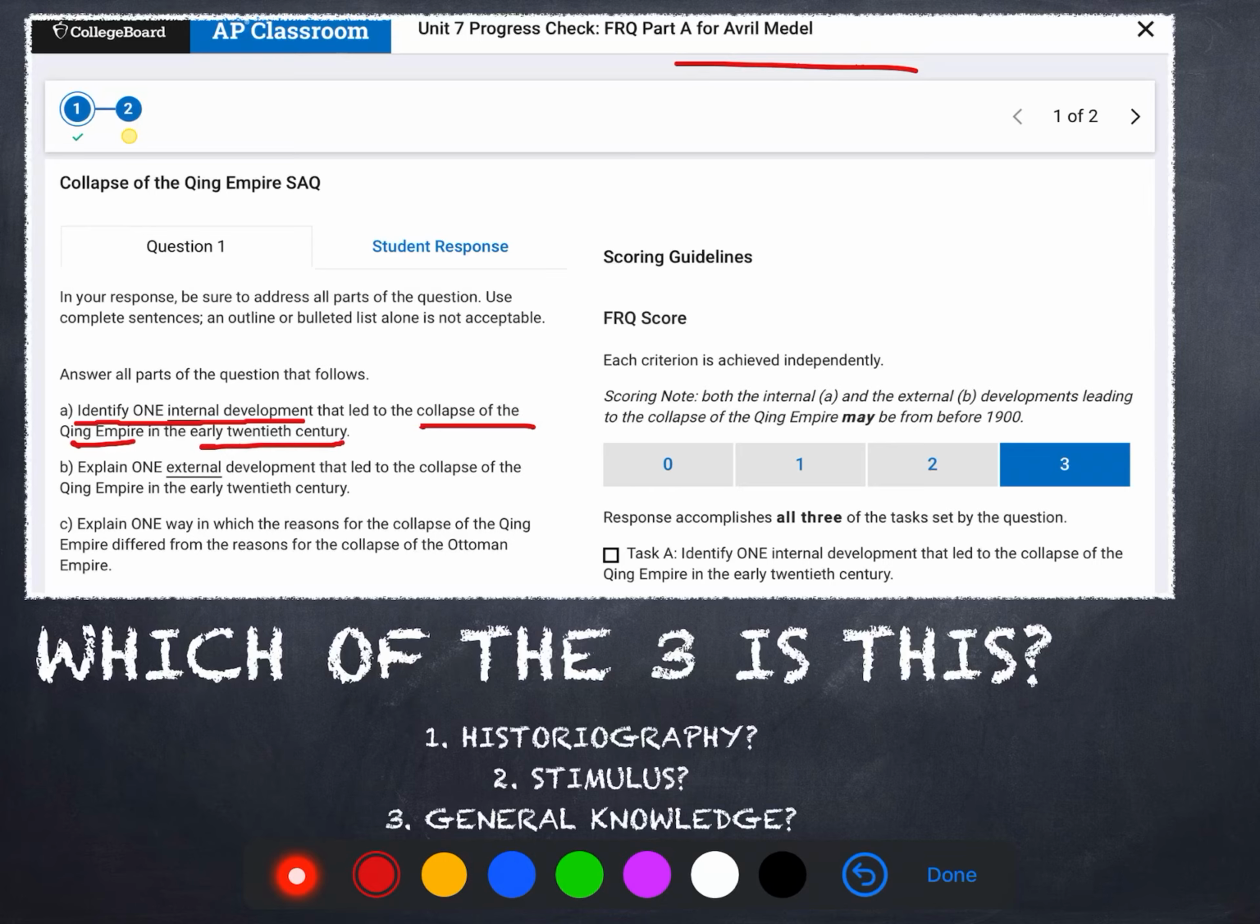So this is asking us to do a couple of things. So the early 20th century, that's going to be 1900.